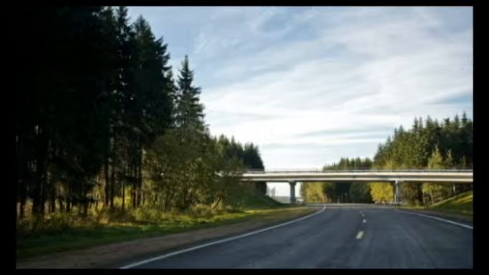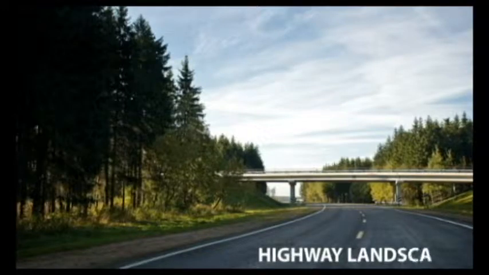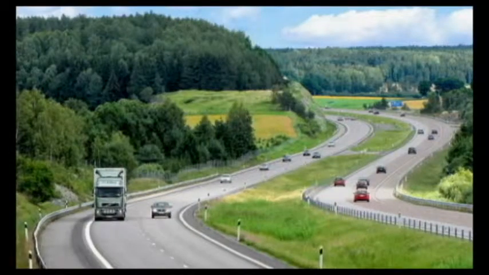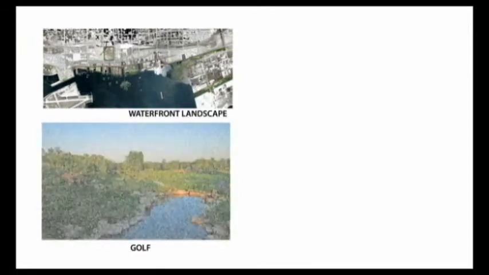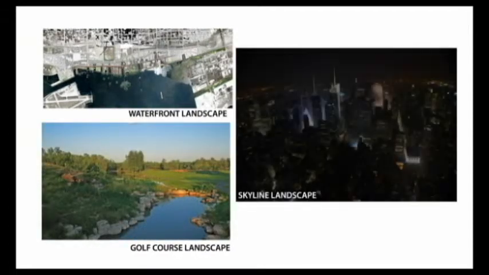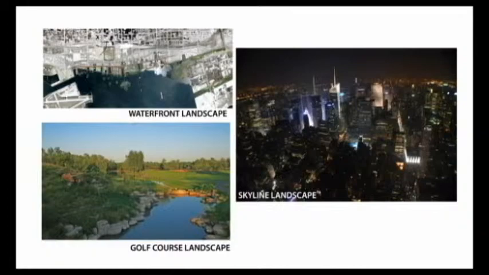Next is highway landscape. Highway landscape is designed to improve the contribution of state highways to the environmental and social well-being. Highway landscaping has specific requirements that require careful consideration at design, including road safety requirements, maintenance considerations, plant selection, plant types, plant establishment, planting design, cost consideration, and using earthworks. Other examples include waterfront landscapes, golf course landscapes, and skyline landscapes.